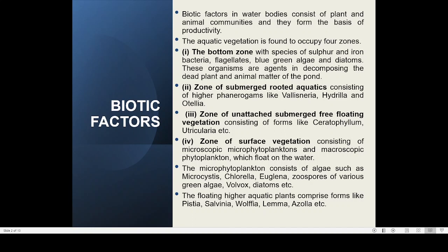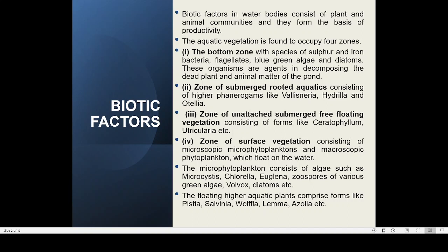Then the second type of plant that we are finding is Utricularia. Utricularia also has a similar type of nature. They are also not attached to the bottom. Here you can see the Utricularia, sometimes known as a bladderwort. In case of Utricularia also, they are not attached to the lower surface of the pond. They will be simply present in the middle layer of the pond.